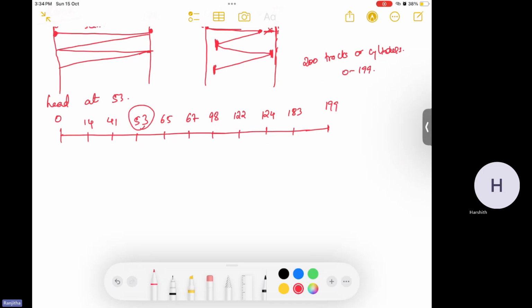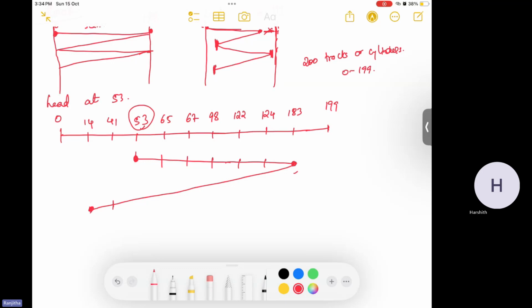So with LOOK, we will start from 53. We'll go all the way till the rightmost request which needs to be read, so all the way to 183. Then we'll come back till the leftmost. On the way, we will read 65, 67, 98, 122, 124, 183, then 41 and 14.